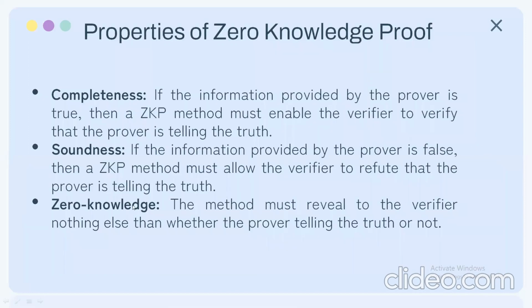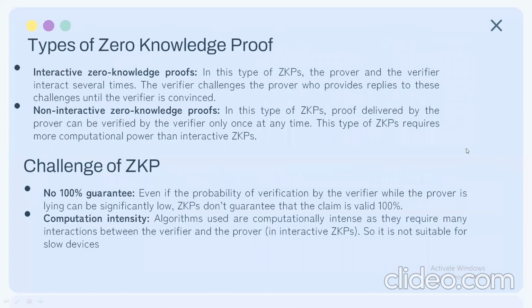Now, there are some other properties of zero knowledge proof as well, as you can see on the screen. Coming to the other aspect, there are two types of zero knowledge proof concepts: one is interactive and one is non-interactive. In interactive, the prover and verifier can challenge as many times as they want. There is no limit for that. On the other hand, in non-interactive zero knowledge proof, the prover and verifier can challenge only once.